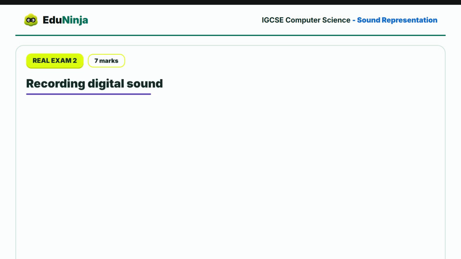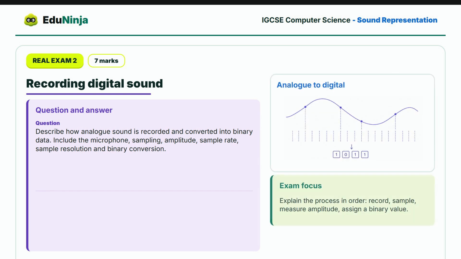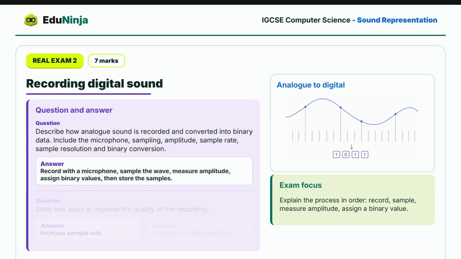Real Exam 2. 7 marks. Explain how analog sound becomes binary data. Start with a microphone recording the sound. The wave is sampled, its amplitude is measured, and each sample is assigned a binary value using a chosen sample rate and sample resolution. To improve quality, increase the sample rate and increase the sample resolution.